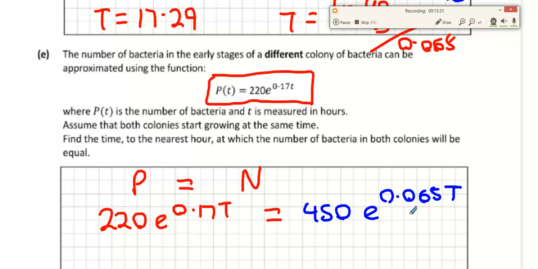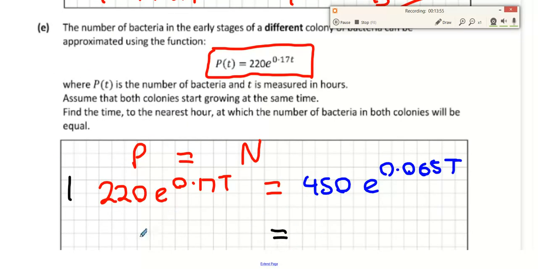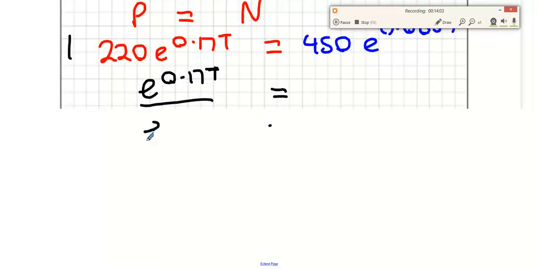All right. You can't ln both sides. Can anybody tell me why I'm not allowed to ln both sides at this point in time? See the 220? You can't bring the power to the front because that 220 has nothing to do with the power. So what I'd be inclined to do is get rid of the 220 and the 450 onto one side, and I want the e's over the other side. So here's what I'm thinking we're going to do. Ready for this? I'm going to keep e to the power of 0.17t on top, and underneath it I'm going to bring the e to the power of 0.065t.